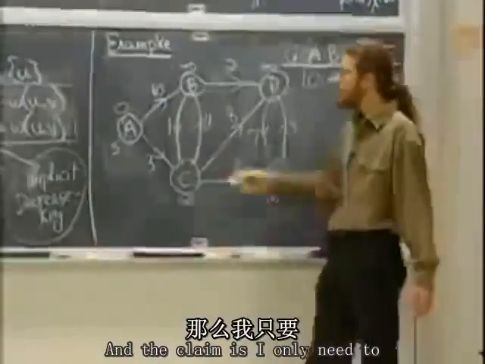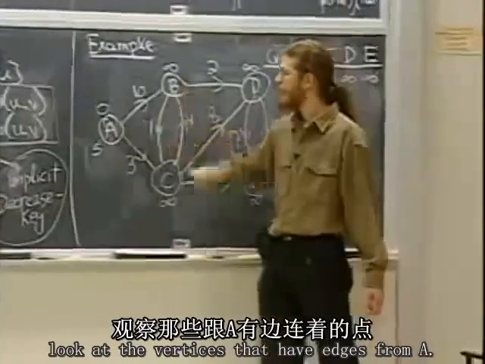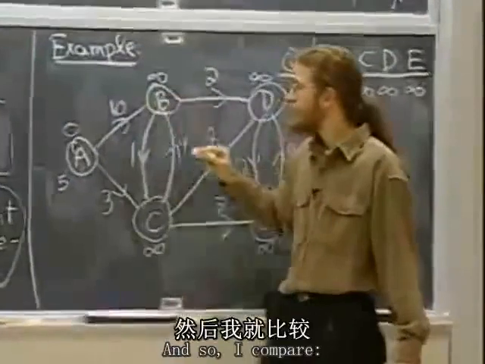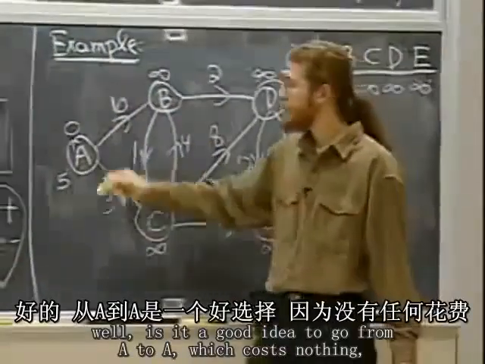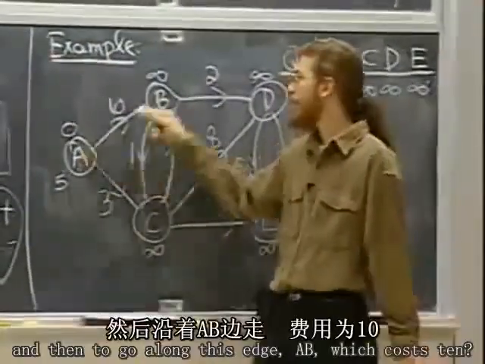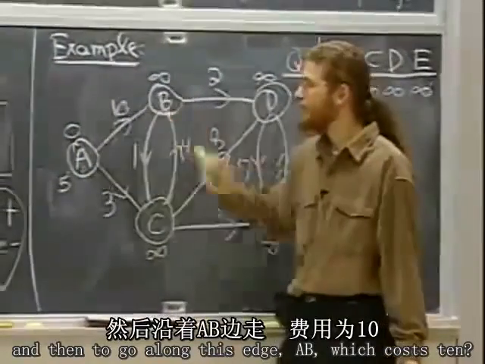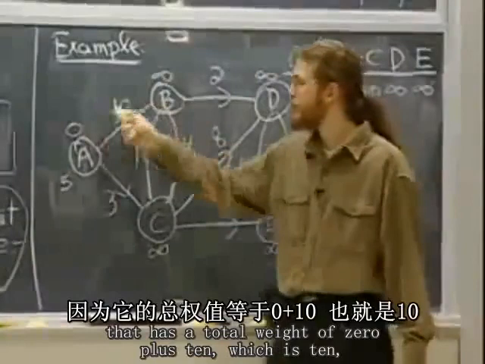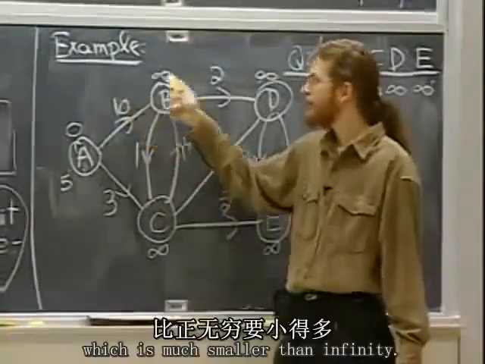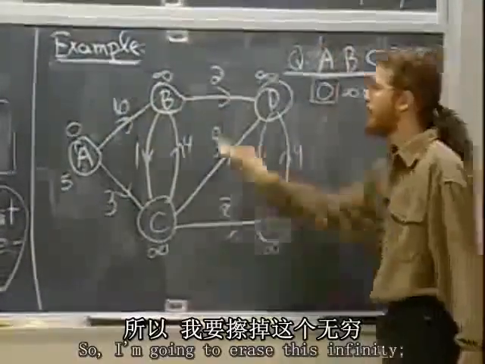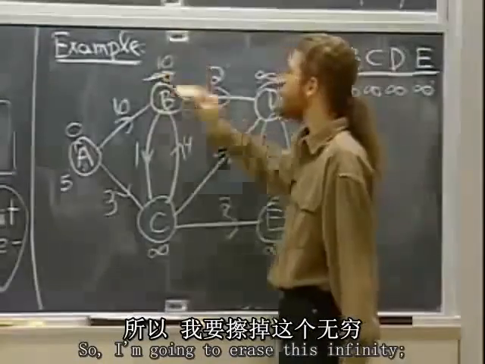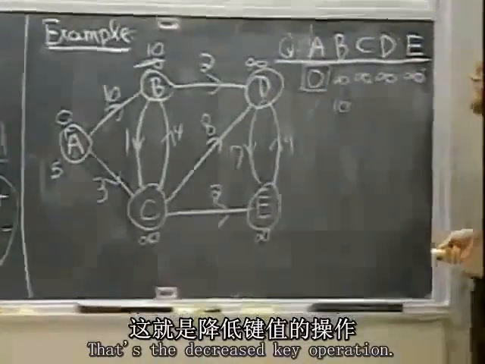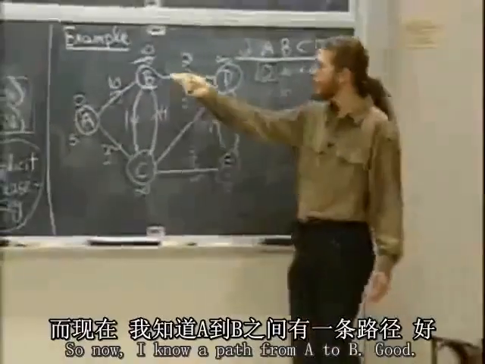Now I want to update the keys of all of the other vertices, and the claim is I only need to look at the vertices that have edges from A. There's an edge from A to B with weight 10. So I compare, is it a good idea to go from A to A, which costs nothing, and then along this edge AB, which costs 10? It seems like a pretty good idea, because that has a total weight of 0 plus 10, which is 10, much smaller than infinity. So I'm going to erase this infinity and write 10, and over in the queue as well. That's the decrease key operation. So now I know a path from A to B.